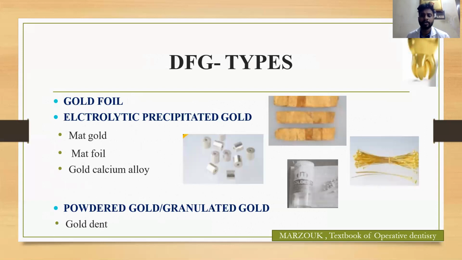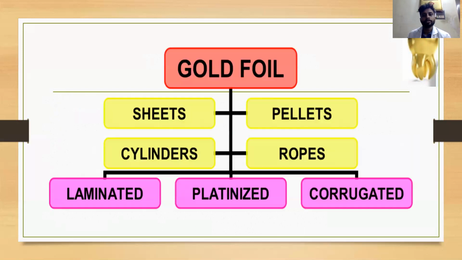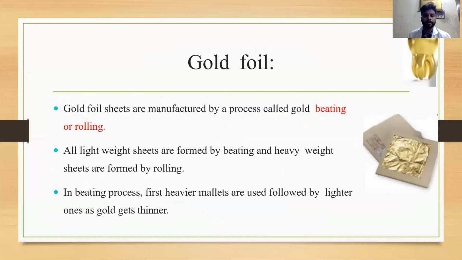So, coming to the types of direct filling gold, we have gold foil and electrolytic precipitated gold. Under that, we have matte gold, matte foil, gold calcium alloy, and powdered gold, granulated gold, gold dent. So, gold foil comes as sheets, pellets, cylinders, and ropes, which are laminated, platinized, and corrugated.